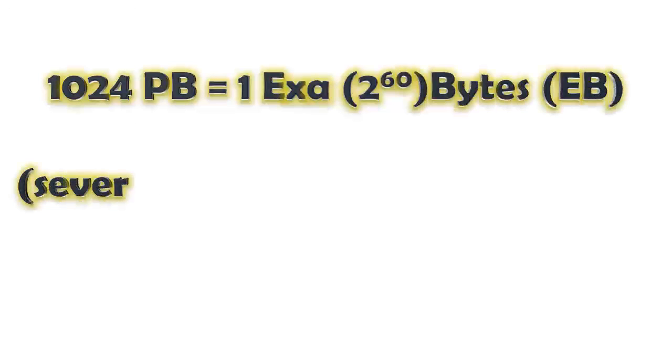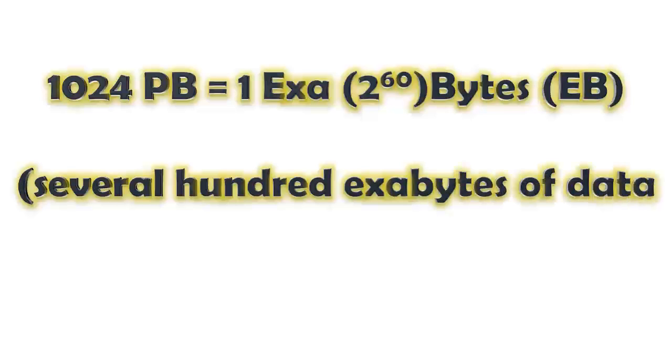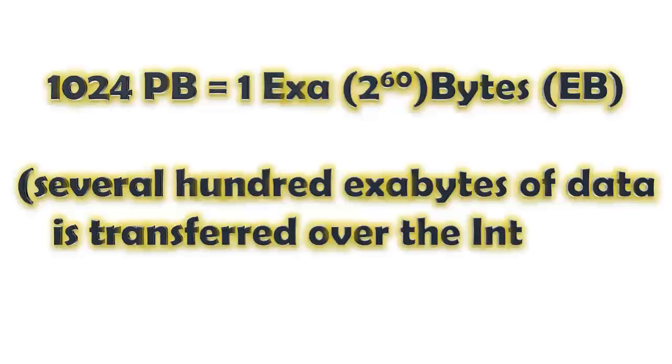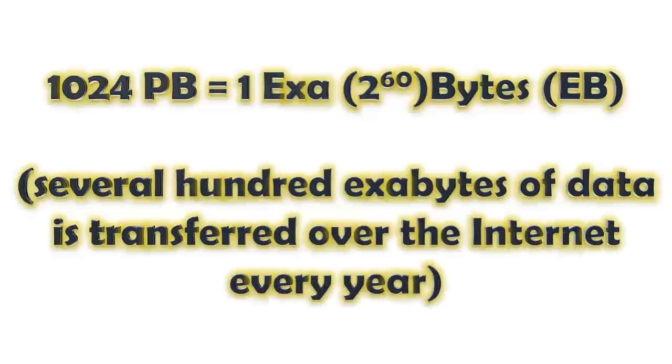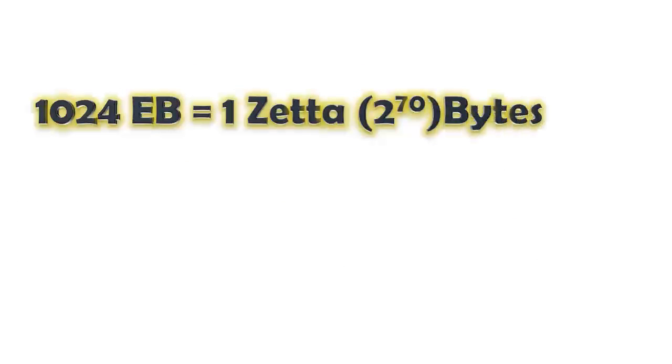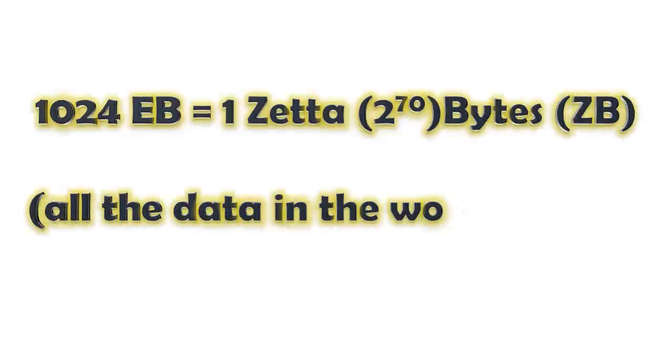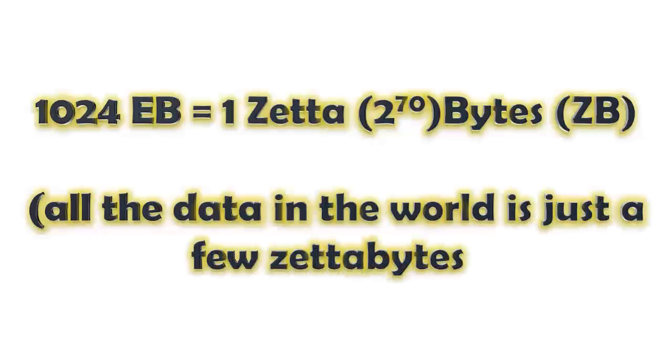1024 petabytes of data is called 1 exabyte. Several hundred exabytes of data is transferred over the internet every year. Here we are saying every year, which means not a single company can store exabytes of data. 1024 exabytes is called 1 zettabyte. All the data in the world together is just a few zettabytes.